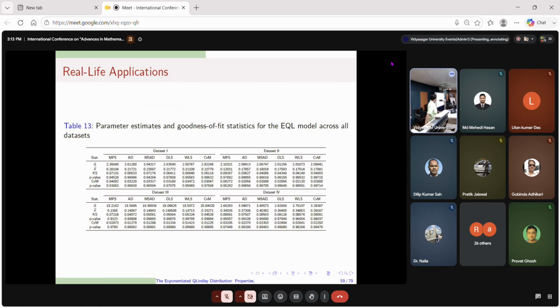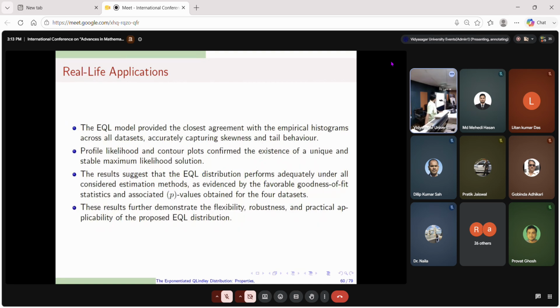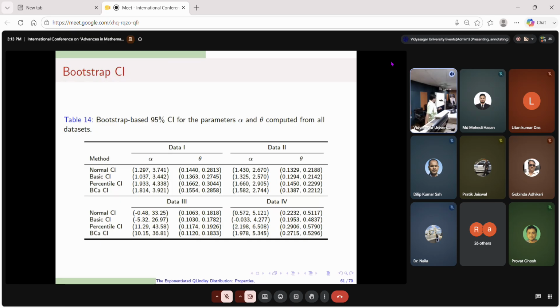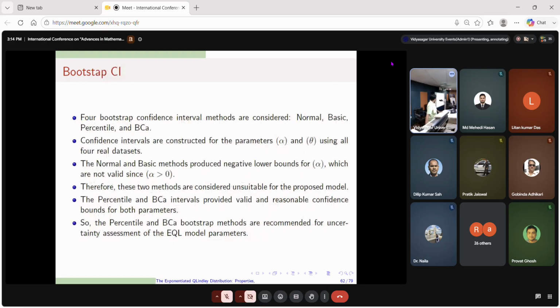You can check for the defined data sets, and for different estimation methods, these are our results. Now the next thing is bootstrap confidence interval. So this is under Bayesian analysis. I have considered a particular bootstrap confidence interval for all the parameters. The same conclusion can be made from the bootstrap confidence interval as well.